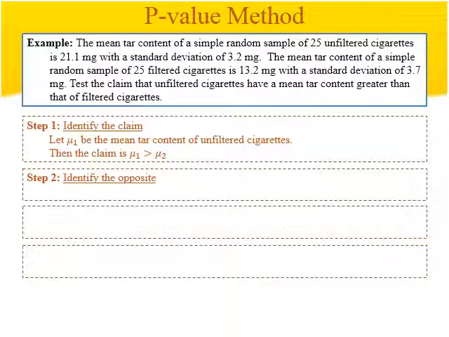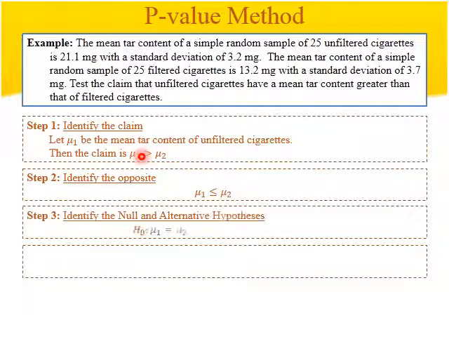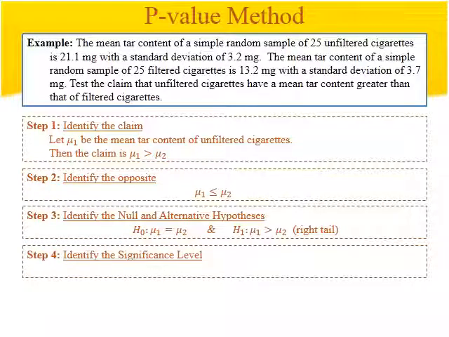So step 2, same as before, we're going to identify the opposite, and in this case it'll be that mean 1 is less than or equal to mean 2. Now we can, from these, get our null hypothesis. Of course, the null hypothesis will come from the one of these that has the equal sign in it, which means the alternative hypothesis will come from the other one. So in this particular case, our null hypothesis is going to come from the opposite, and our alternative hypothesis will come from the claim. So that means we're dealing with a right-tailed test. Our significance level, since it's not given, we're going to use 0.05.